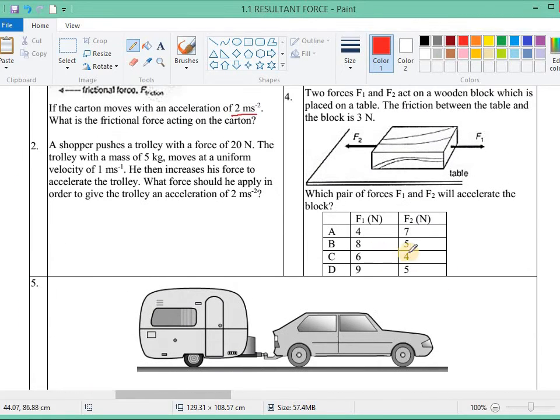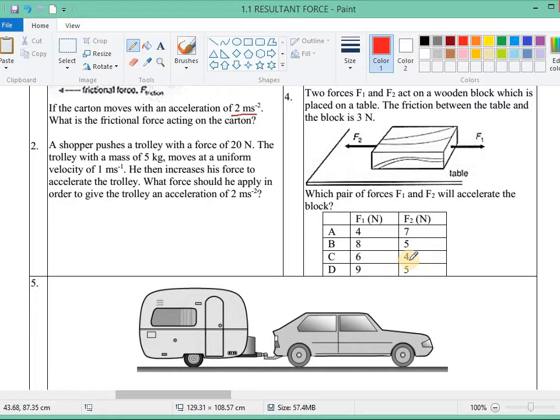So let's look at the second one, B, 8 and 5. You see this one is an extra 3 newton. So again, the friction will work against the extra 3 newton, so the resultant force will become zero.